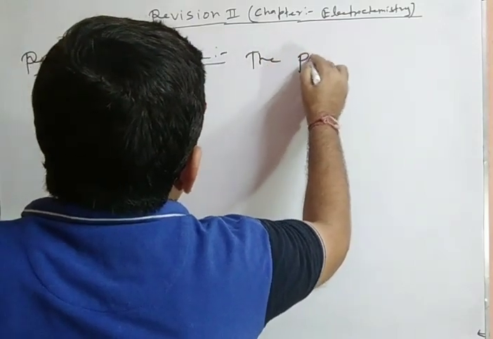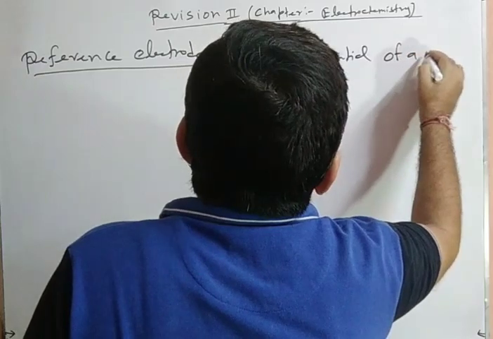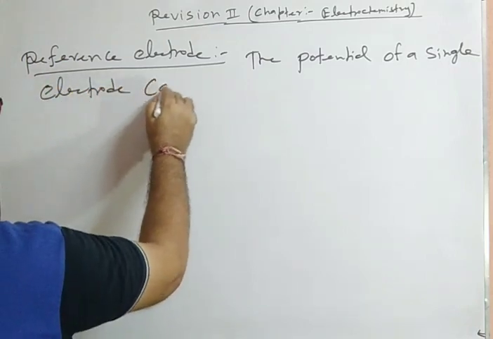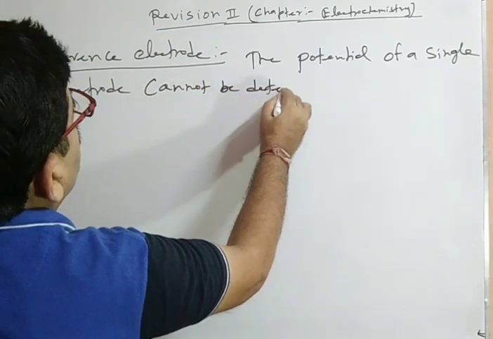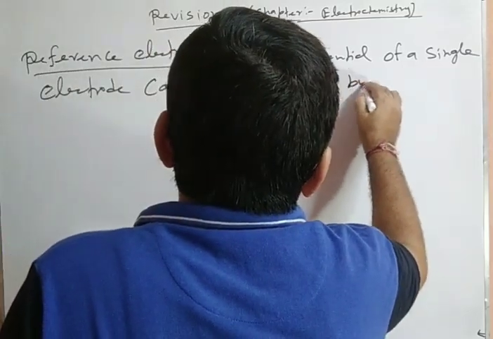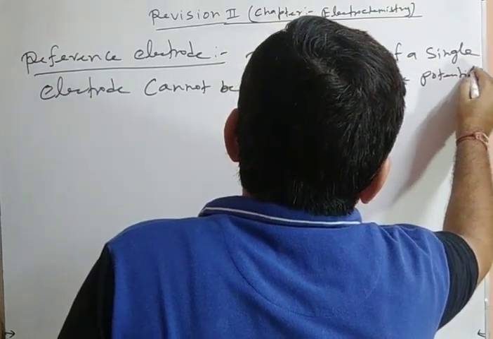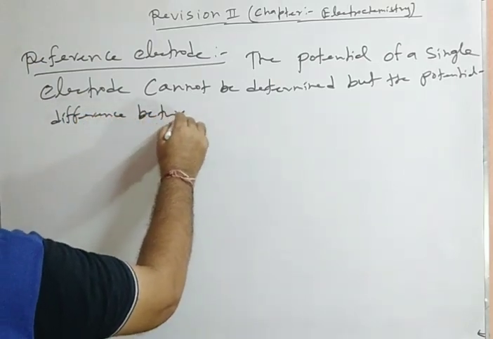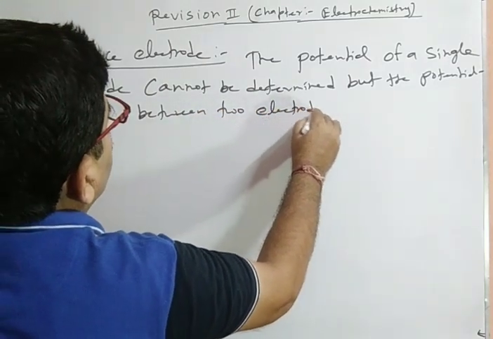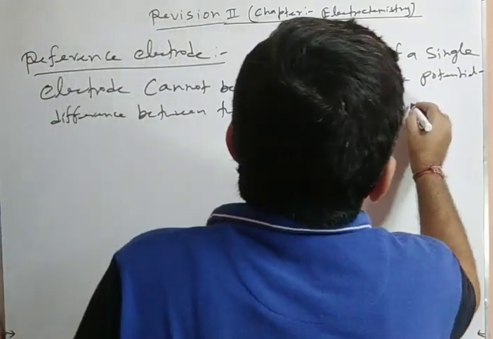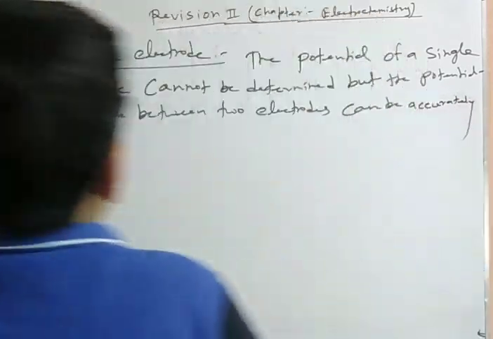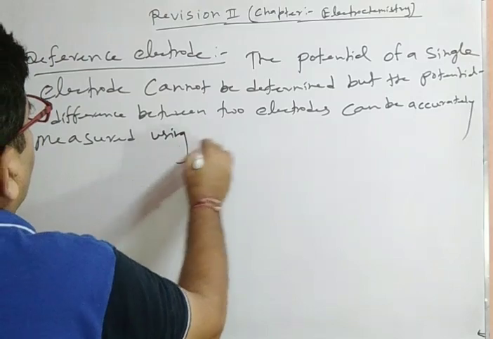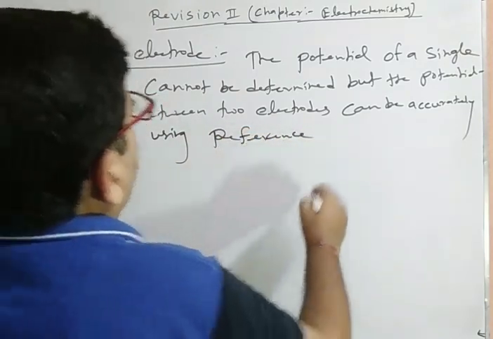The potential of a single electrode cannot be determined, but the potential difference between two electrodes can be accurately measured using a reference electrode.